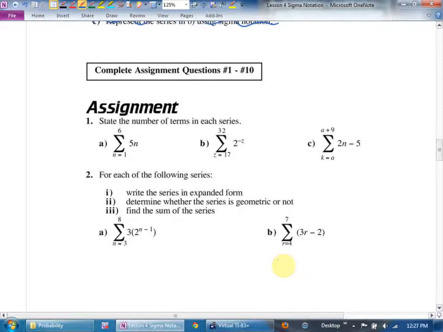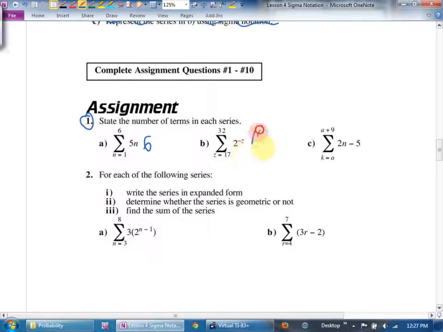Number one. You know what? Let's do number one together right now. Number one says state the number of terms. How many terms in this series right here? 6. How many terms in this series right here? It's going to be 32 take away 17 plus 1. 32 take away 17 is 15, plus 1, 16.